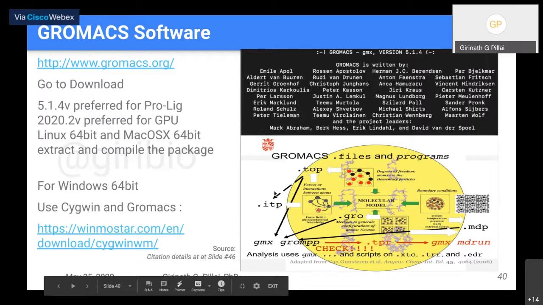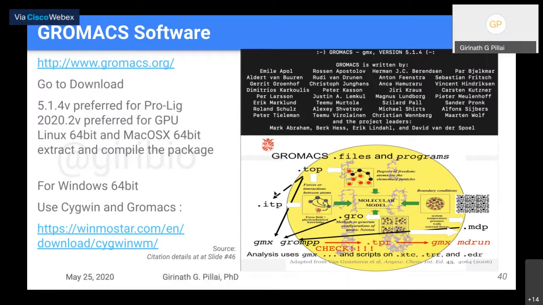But keep in mind, you're still using all Linux commands only. The only thing is you're using Windows. So through Cygwin, you can run GROMACS, but scalability and other issues are there. But for learning purposes, it's always fine.